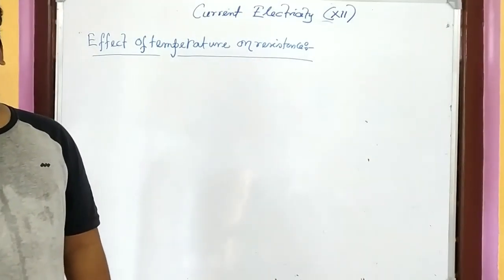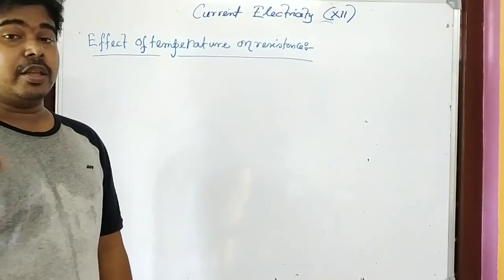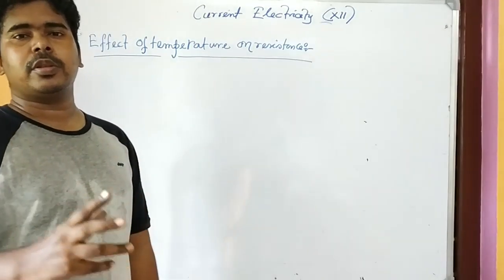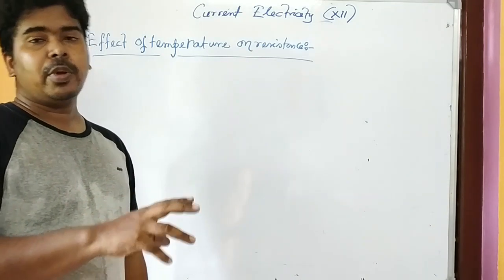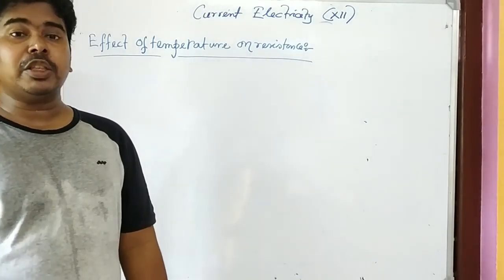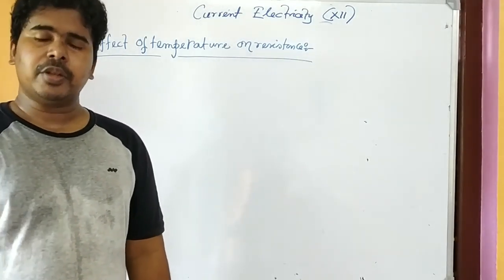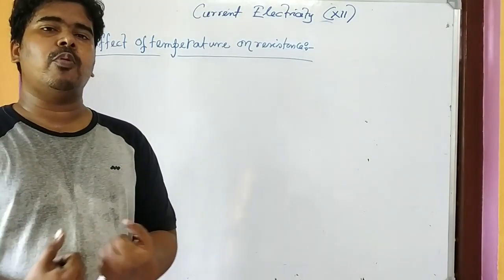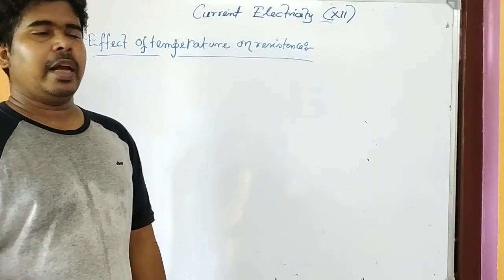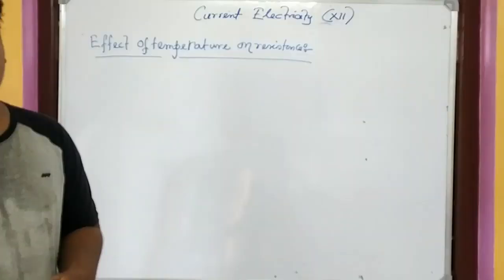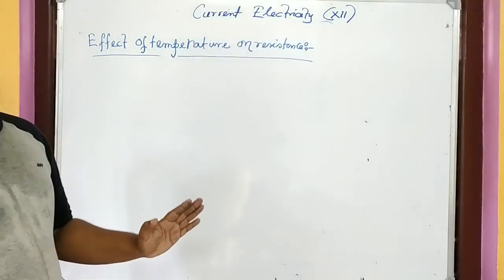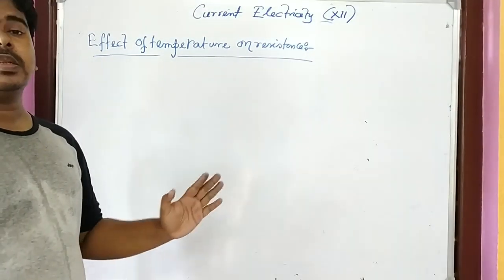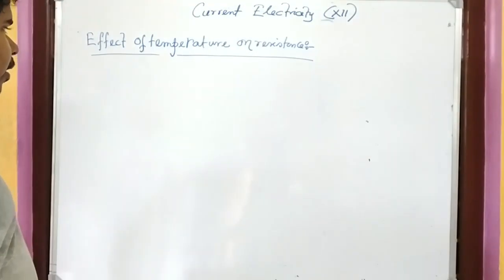As the temperature increases, the motion of the free electrons as well as the motion of the positive ions is much faster. And that's why the probability of collision increases, and that's why the resistance increases. Now our target is to learn how the resistance increases and how much the resistance increases.